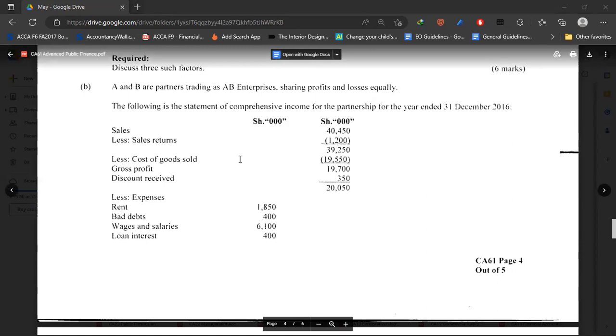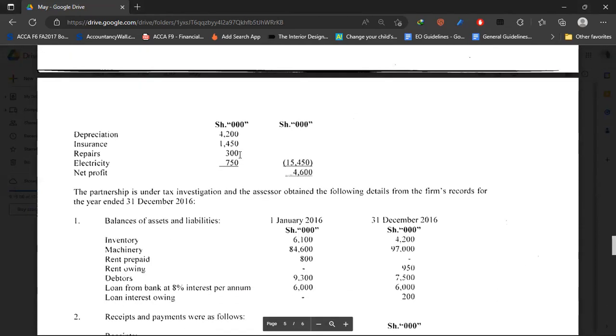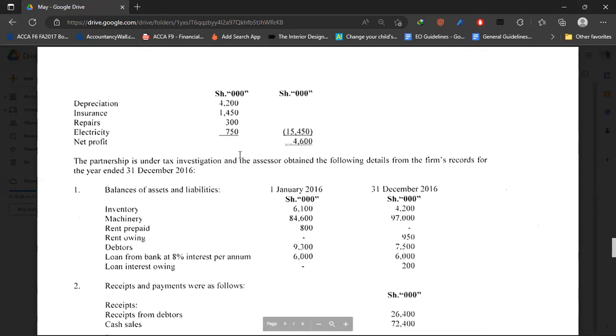Kindly scroll down. Depreciation 4,200, insurance 1,450, repairs 300, electricity 750, with a net profit of 4,600. The partnership is under tax investigation, and the assessor obtained the following details from the firm's records for the year ended 31st December 2016. One, balances of assets and liabilities, 1st January 2016 and 31st December 2016. We have them in thousands.